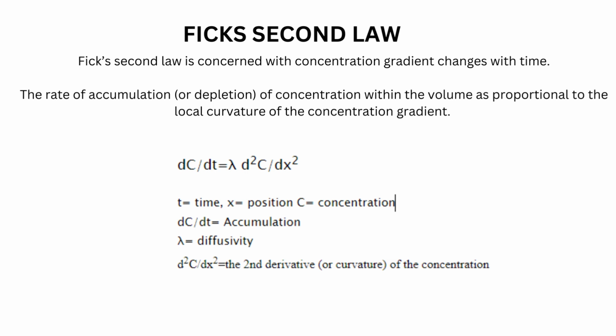Here lambda is diffusivity and dC by dt is accumulation. d squared C by dx squared is the second derivative or curvature of the concentration. So the formula is d by dt of C equal to lambda into d squared C by dx squared.